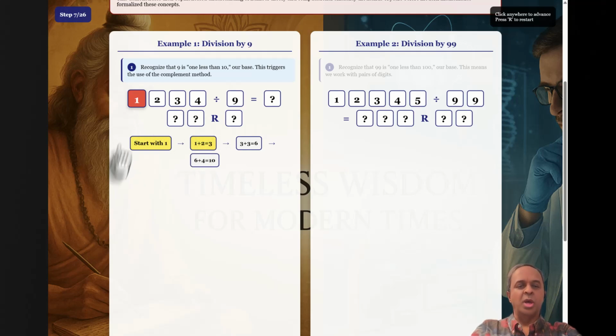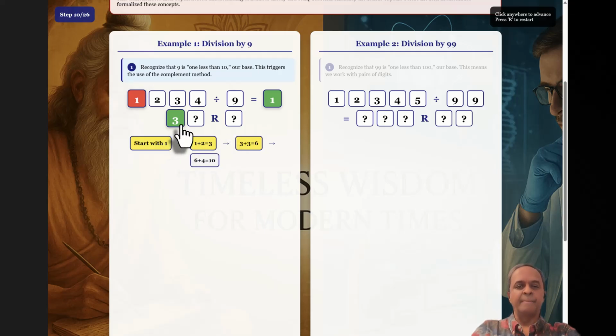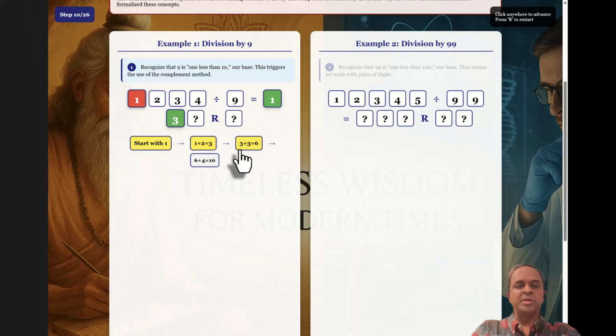So what happens with the first one, right? That goes straight into the answer. So the first quotient is that 1, okay? So now what happens is, as we did the 1 plus 2, and that's a 3, right? So that becomes the second quotient. Okay, so we have 1 and 3 here. So 1 is the very first one, and then when we do the 1 plus 2, 3, that's the second quotient, right? Now we continue on with 3 plus 3 is 6, and then 6 plus 4 is 10, right?